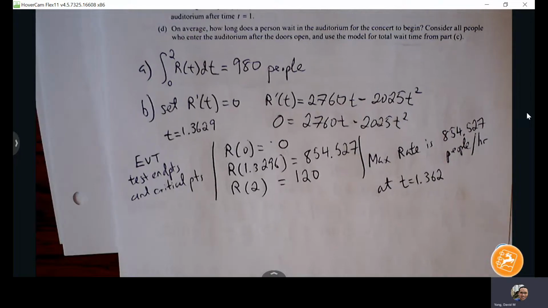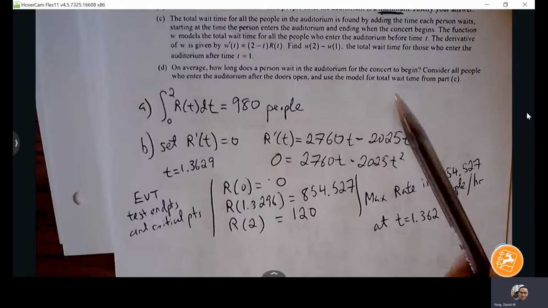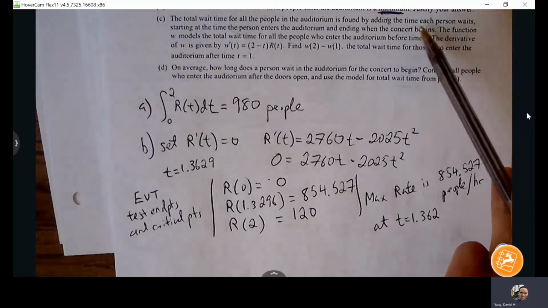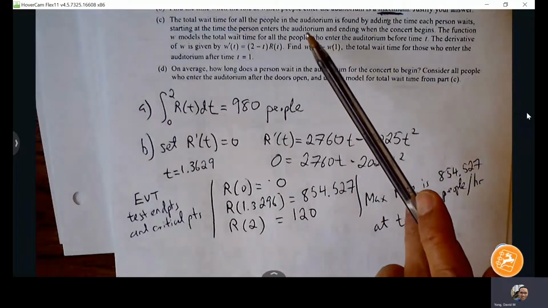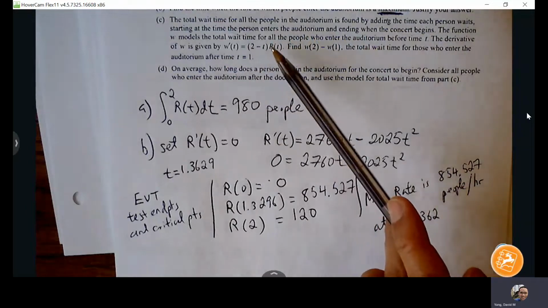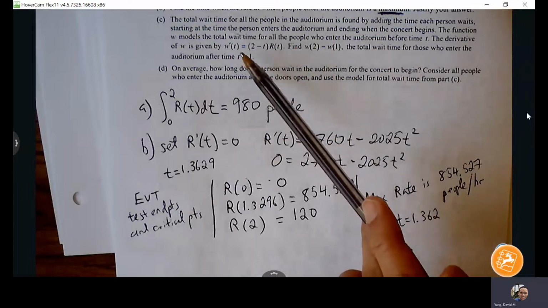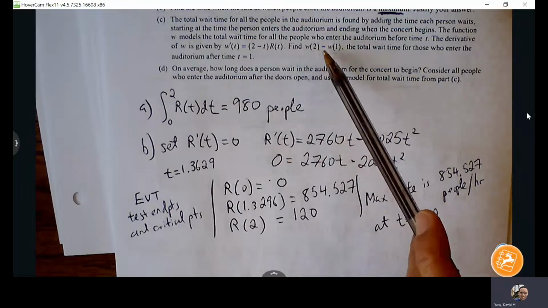Okay, part C says the total wait time for all the people in the auditorium is found by adding the time each person waits, starting at the time that the person enters the auditorium and ending when the concert begins. The function W models the total wait time for all people who enter the auditorium. The derivative is given by W prime. So find W of 2 minus W of 1.